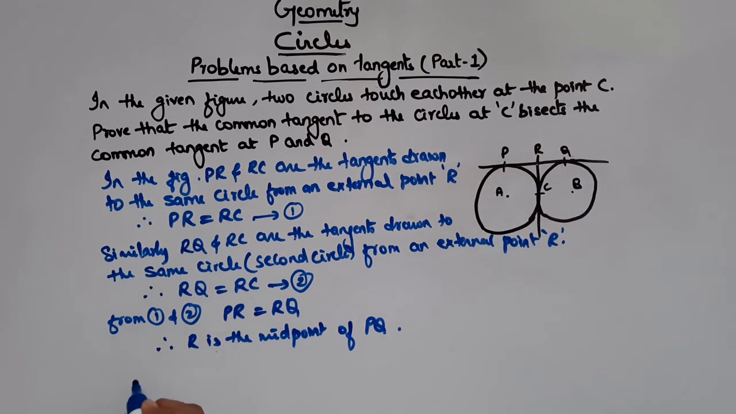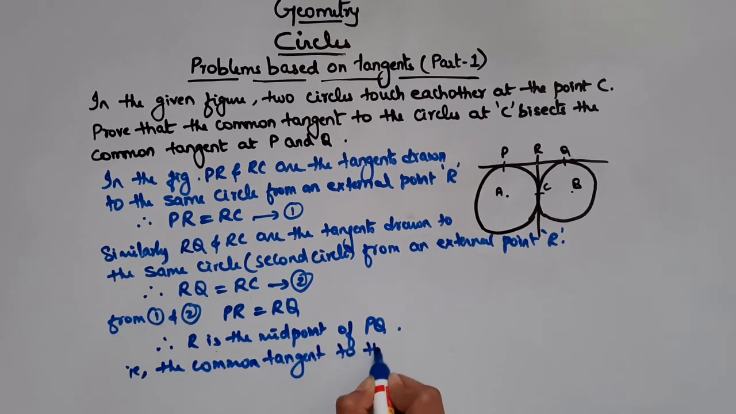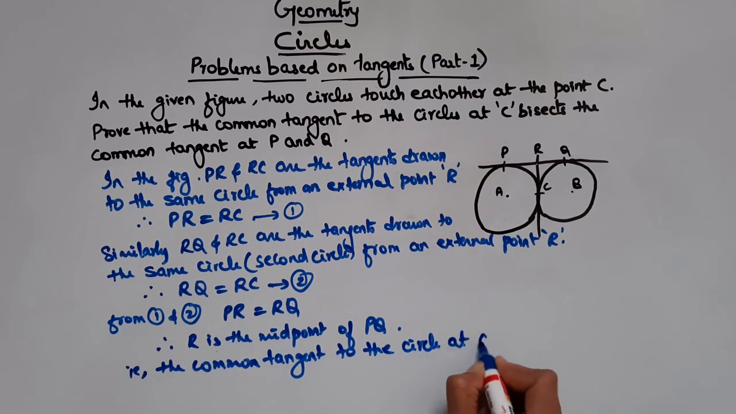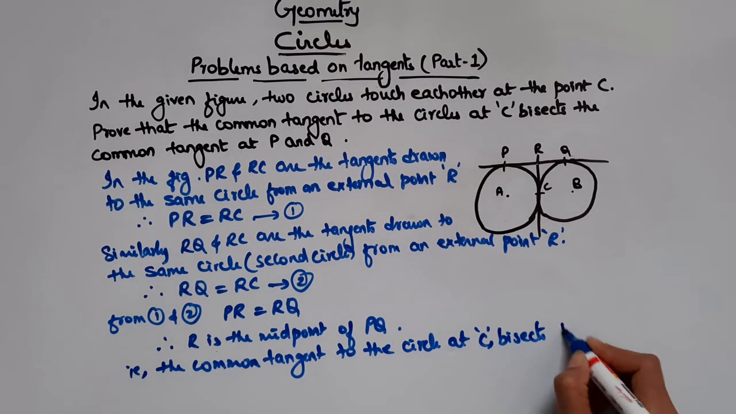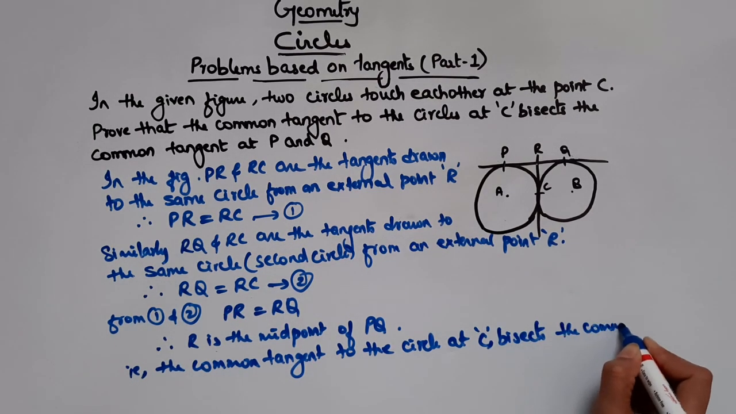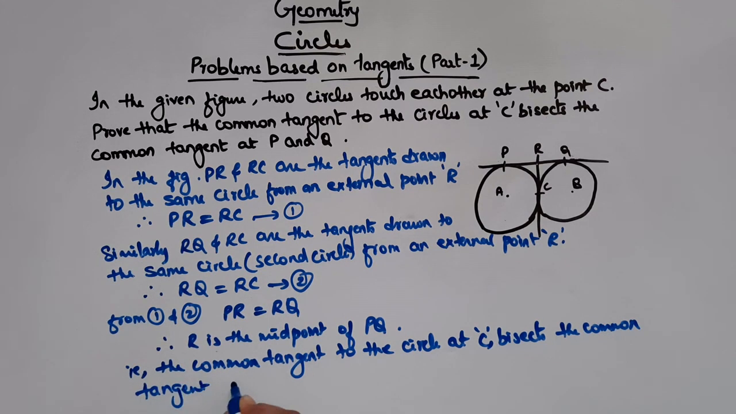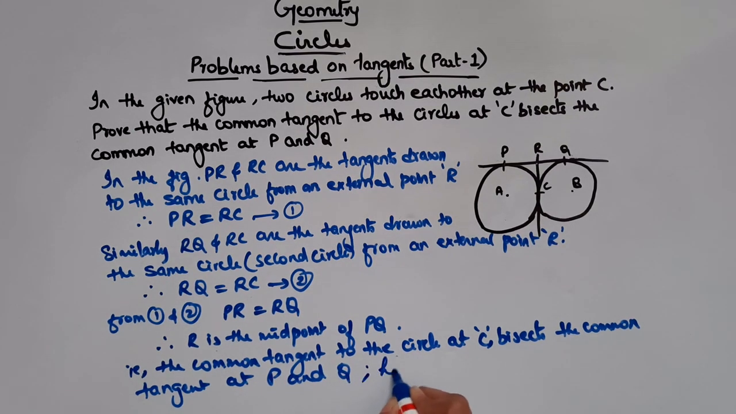Right? So that is the common tangent to the circle at C bisects the common tangent at P and Q. Hence the proof.